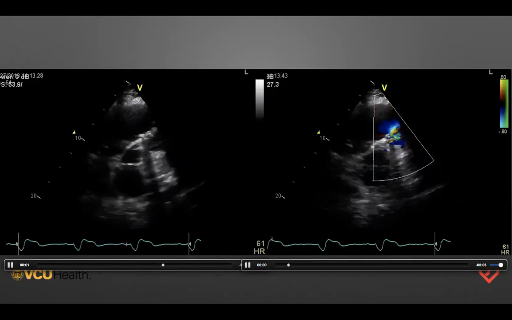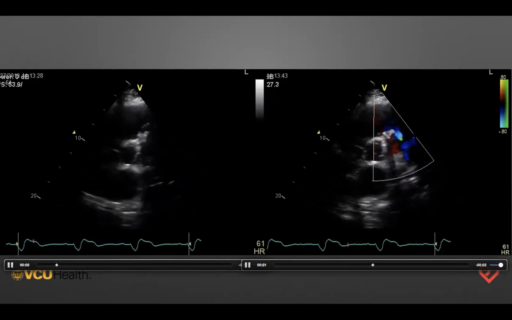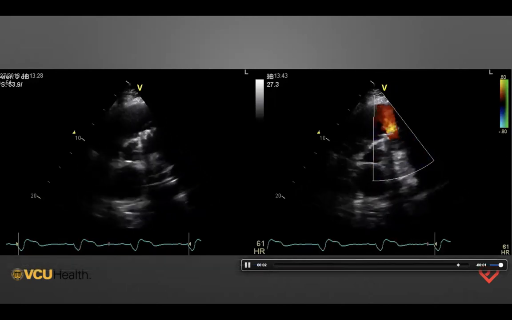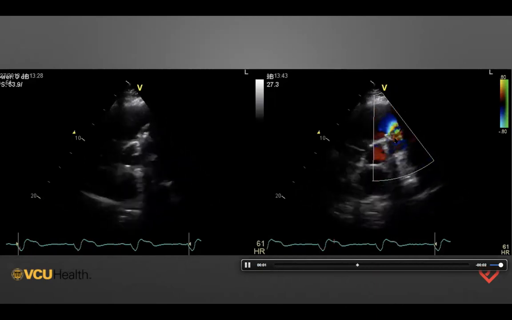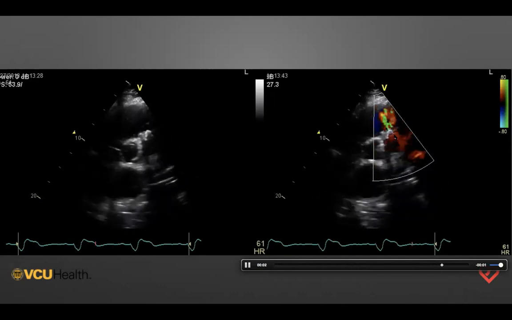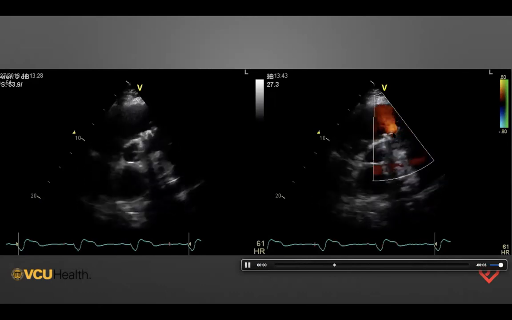So here you see the conduit, the pulmonary valve conduit, and then you see color flow Doppler. The velocity here is 80. So you can see that there is significant pulmonary regurgitation with the red. And then you see flow acceleration, the PISA going forward, the blue showing stenosis.